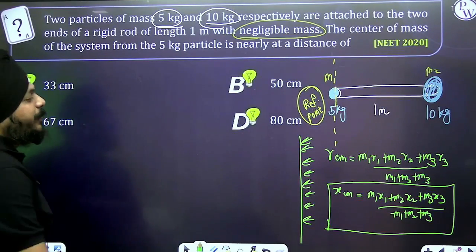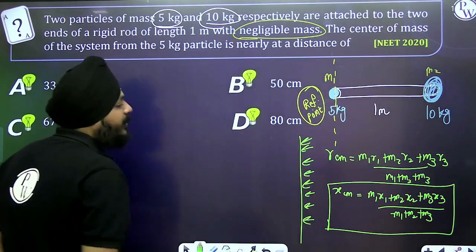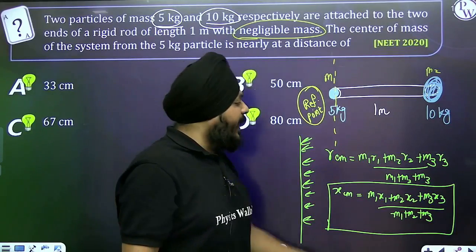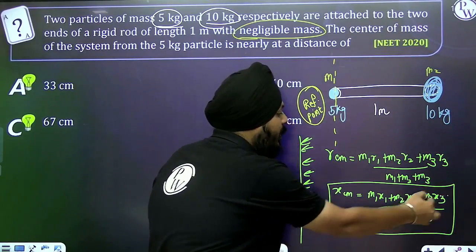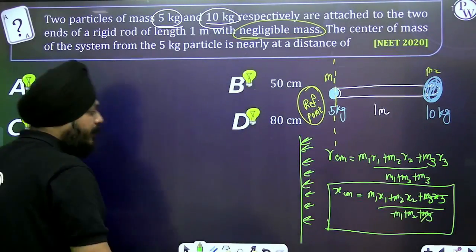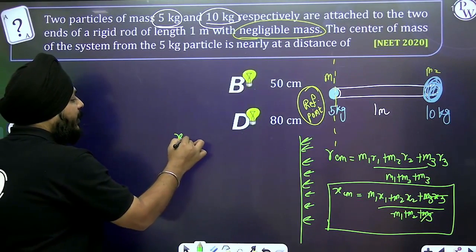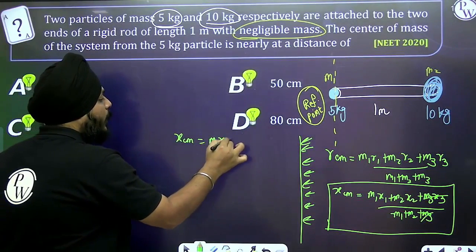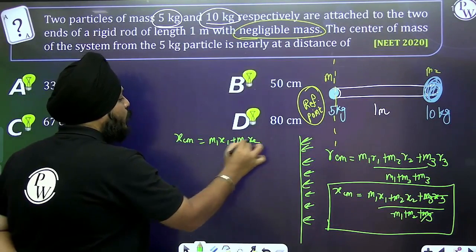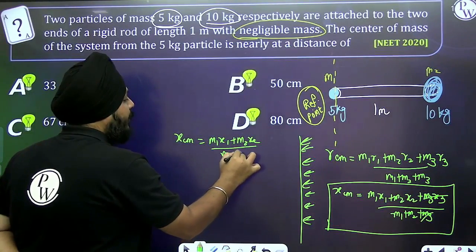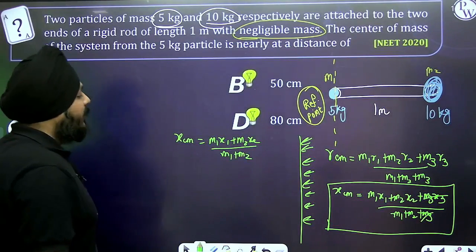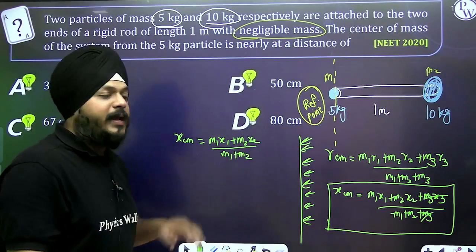Similarly the particles were distributed, so I did that. But here one thing is going to get cancelled, m3 is going to get cancelled. Why? The mass of the rod is negligible. So we are going to find the center of mass, that is m1 x1 plus m2 x2 whole divided by m1 plus m2. Now mass 1 is 5 kg.